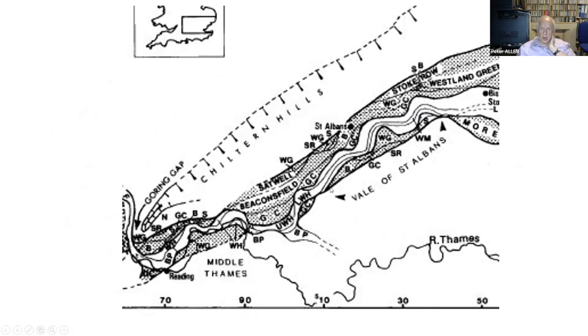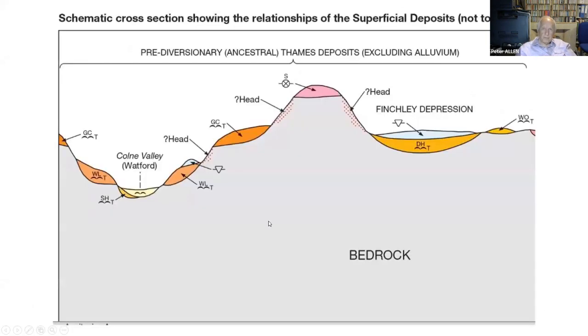And again, just to show the Middle Thames bit, the bit being Hertfordshire, there's St Albans. So you have the Stoke Road gravel mentioned up there, Westland Green, Satwell, Beaconsfield, Gerrards Cross, and then the Winter Hill, which is to do with when the ice actually arrived. And again, just to show you that the river was actually going through what is now the Colne Valley, past Watford, St Albans, Hertfordshire, and out into Essex.